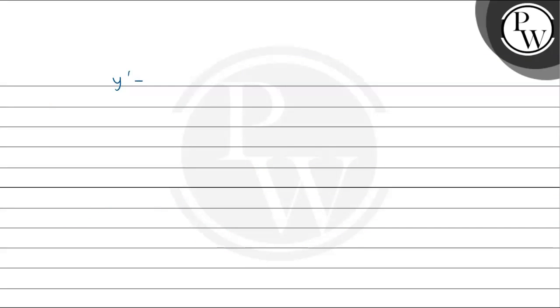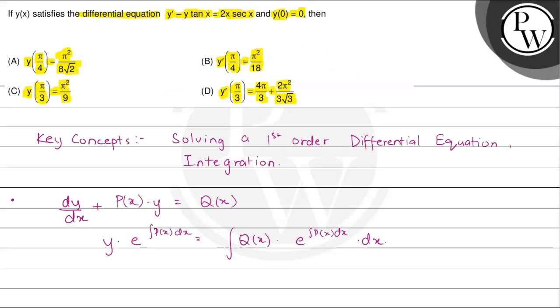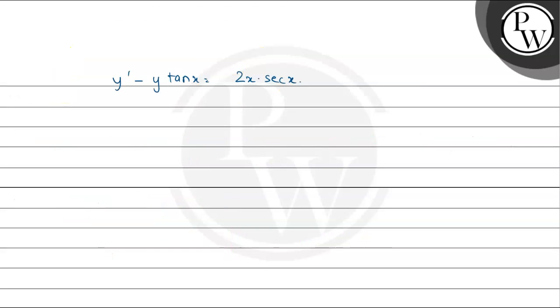Alright, so take a look at the differential equation given to us. y dash minus y times tan of x is equal to 2x times sec of x. And if we compare it with a linear first order differential equation, we will get that p of x is minus tan of x, sorry, and q of x is 2x times sec of x. So the solution of such a differential equation comes out to be y into e to the power integration of p of x dx is equal to integration of q of x times e to the power integration of p of x dx with respect to x.